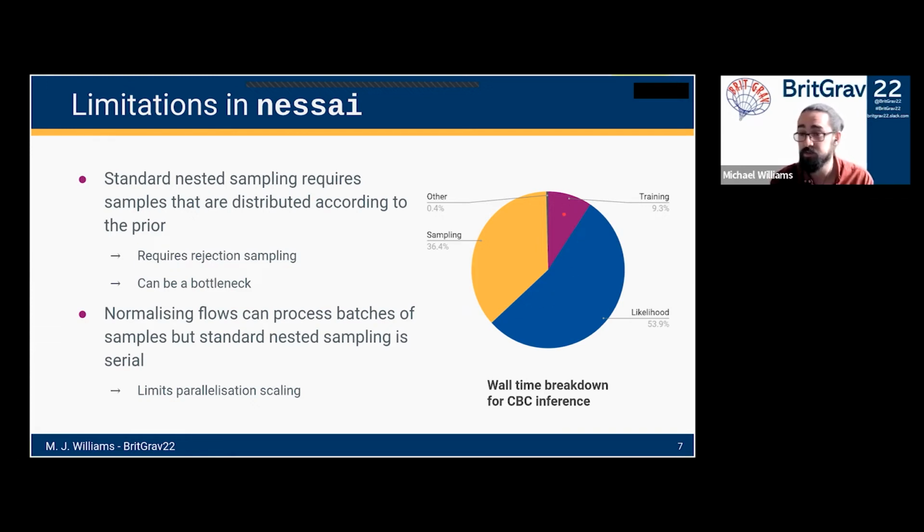Just under 10% is spent training the machine learning. And actually over a third of the time is spent drawing the new points, and the majority of that is this rejection sampling, because as we increase the dimensions, it can become quite inefficient. So this is one of the things we want to address. And the other is a more fundamental thing. Most machine learning algorithms are designed to work with batches of samples, and this includes normalizing flows. However, nested sampling is inherently a serial process. If you think back to the animation I showed, points were being replaced one by one as the volume shrunk. So these are the 2 main points we want to address.